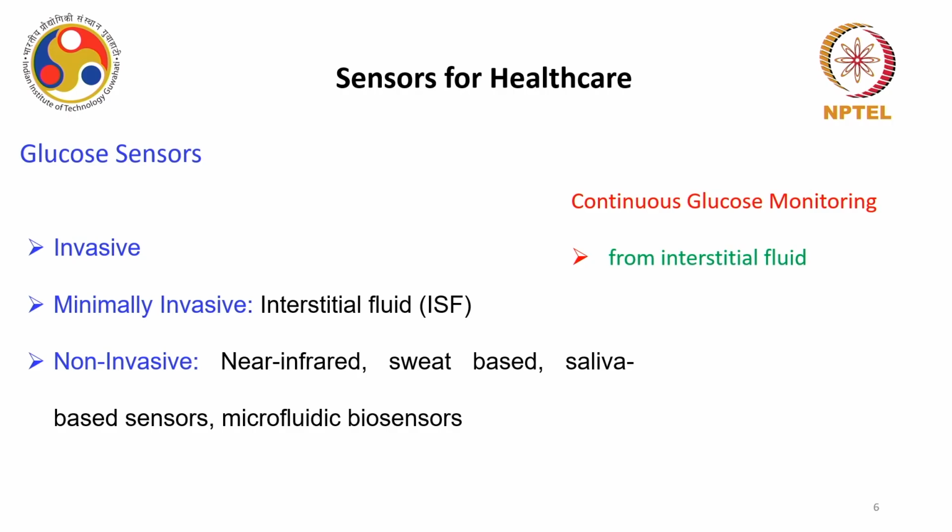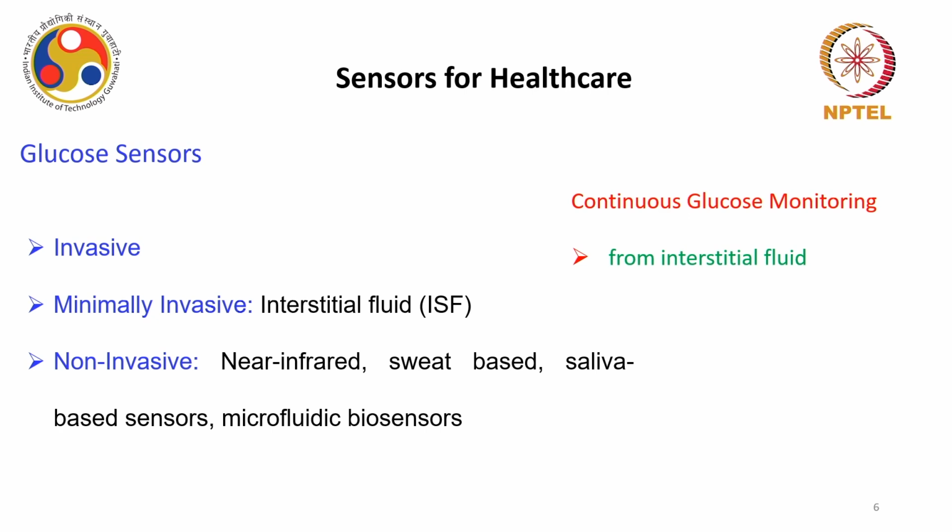The glucose sensors, based on how you are taking the sample, can be divided into 3 categories. You have invasive glucose sensors, non-invasive glucose sensors, and minimally invasive glucose sensors, which are basically utilized in continuous glucose monitoring. Invasive glucose monitors collect blood or some other sample in which we have to check the glucose concentration. Usually it is done in blood.